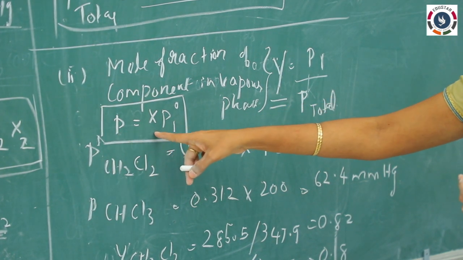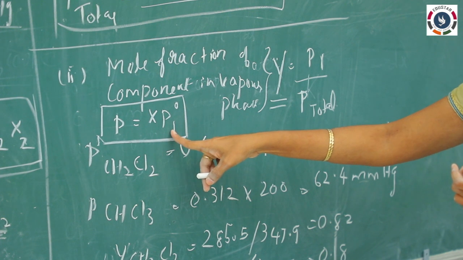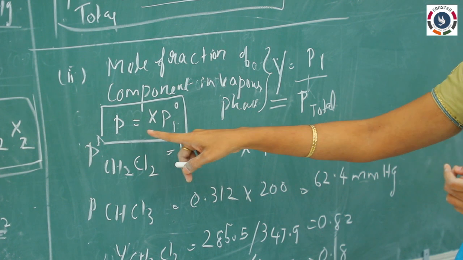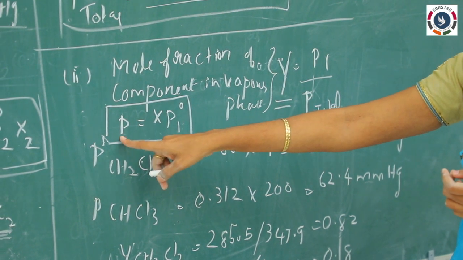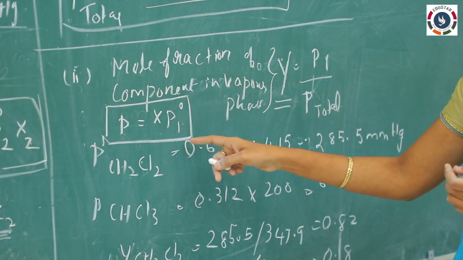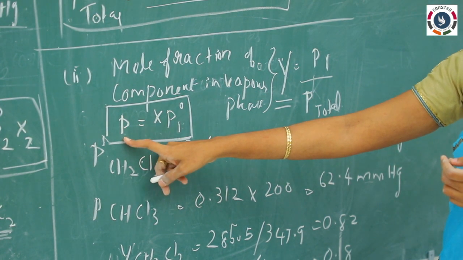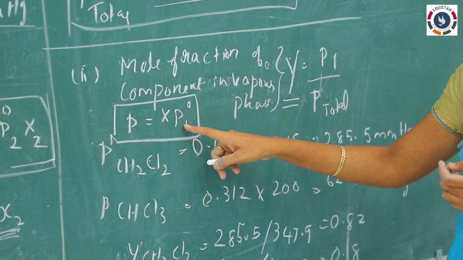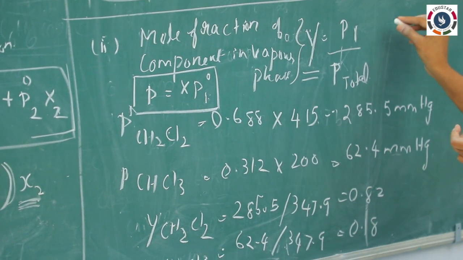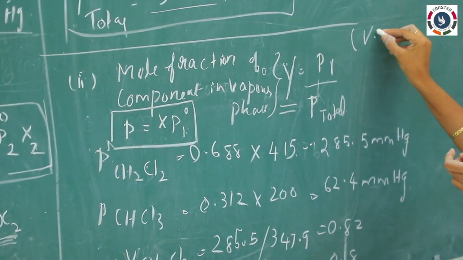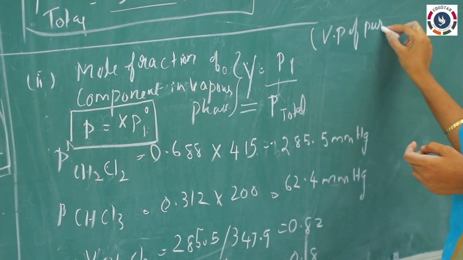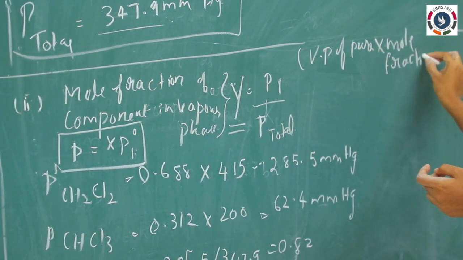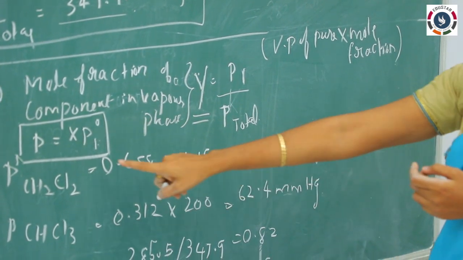Pressure is equal to mole fraction into vapor pressure of pure solvent. This will give the partial pressure of the particular component. Partial vapor pressure of a particular component is found by multiplying the mole fraction with the vapor pressure of the pure component. So vapor pressure of pure component into mole fraction will give you the vapor pressure. That is the meaning here.